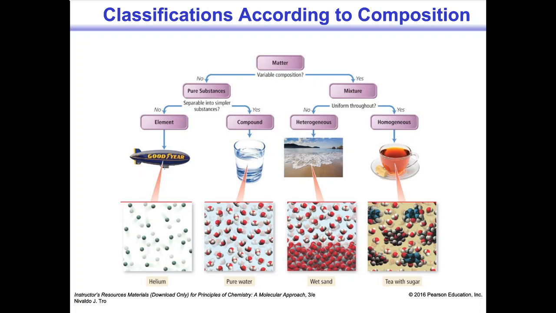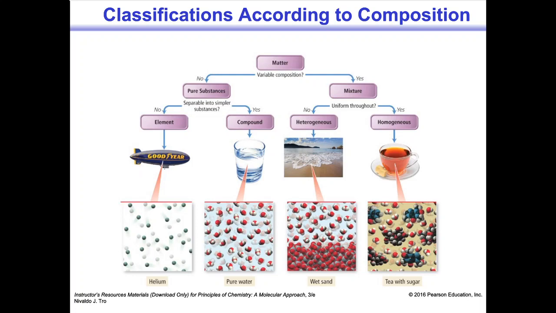The next question is, can we separate it into simpler substances? If we can't break a pure substance into anything more simple, that's going to be an element. If we can break it into more simple substances, that's going to be a compound. An example of an element is helium. If it's the way that you find it on the periodic table, for instance helium, that's going to be a pure substance, and it's going to be an element.